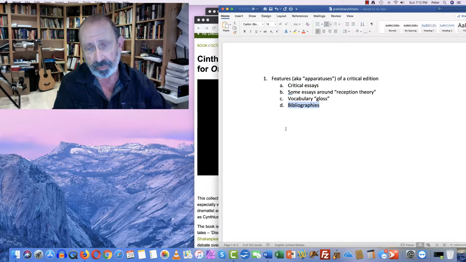Also, here under D is the full bibliography of the Norton itself. So between the critical essays, the bibliographies in the critical essays, and the main bibliography at the back of the Norton, you've got all kinds of extra possible resources that you can access without even necessarily having to go do your research in other places like Google Scholar.